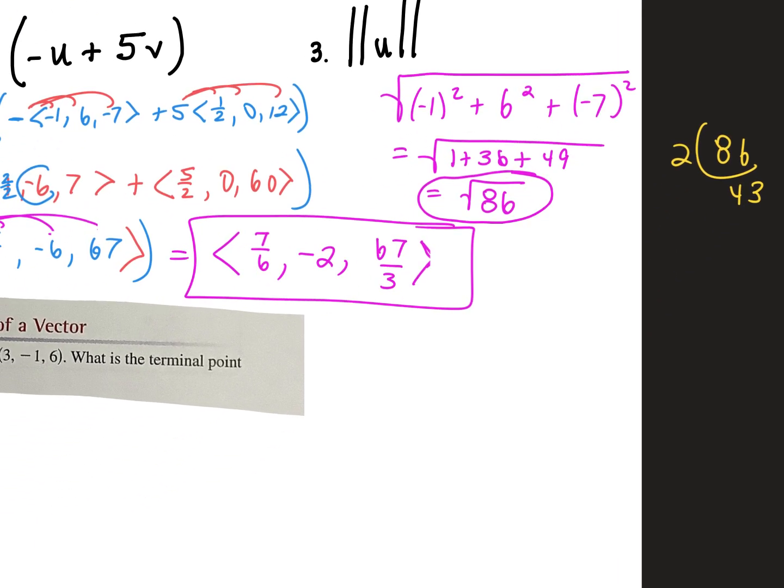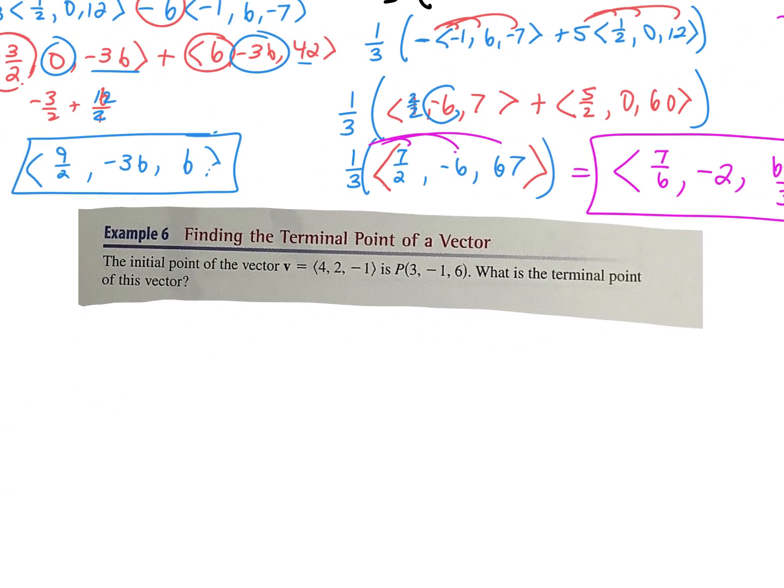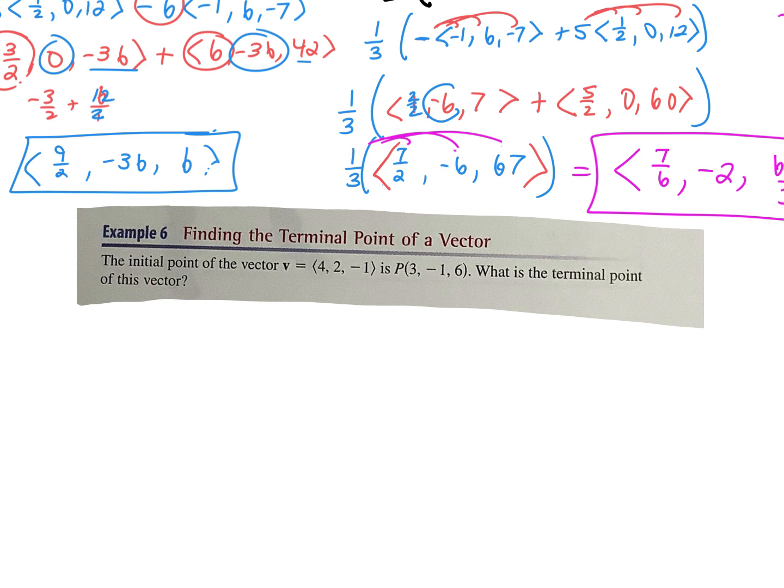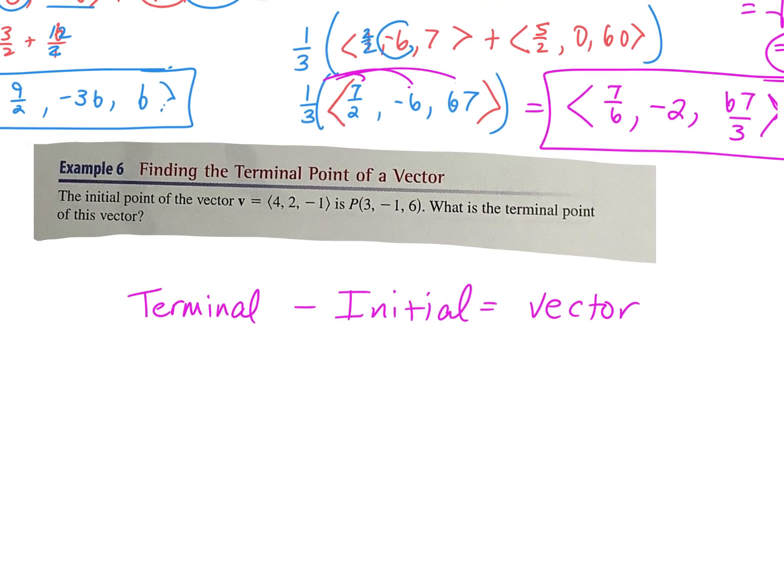All right, this last one, I want you guys to think a little bit. It says the initial point of vector v is P. What's the terminal point? Well, how do you find a vector? It's terminal minus the initial equals your vector, correct? You guys agree? Right, you have 2 points. You subtract terminal minus initial, and that gives you your vector.